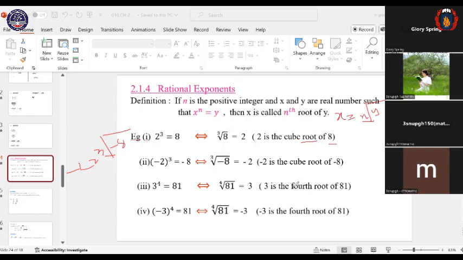Now, 3 power 4 equals 81. So 3 equals the 4th root of 81. 3 is the 4th root of 81. Also, minus 3 the whole power of 4 equals 81, if and only if the 4th root of 81 equals minus 3. So minus 3 is also a 4th root of 81.